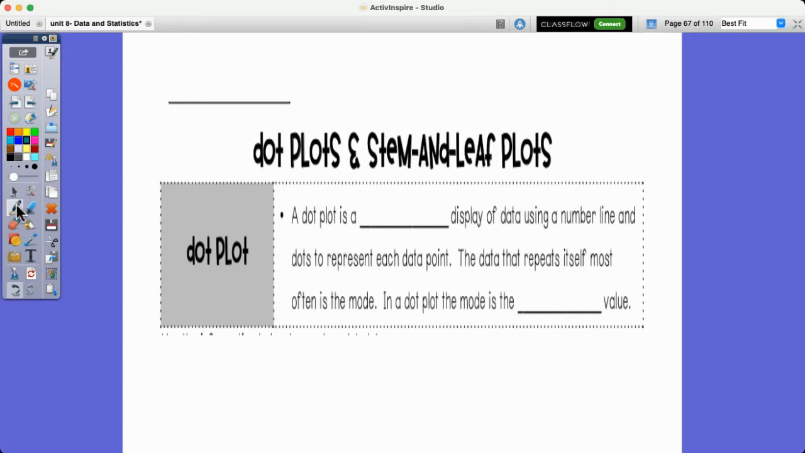Good evening, class. We are going to be working on dot plots today. I know this says dot plots in stem and leaf, but we're going to come back and do stem and leaf another day. So we are working exclusively on dot plots today.